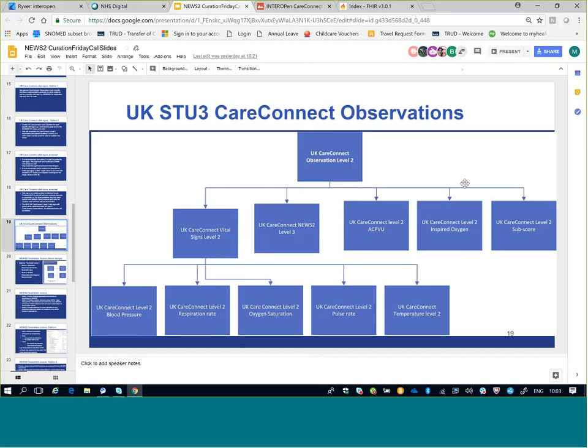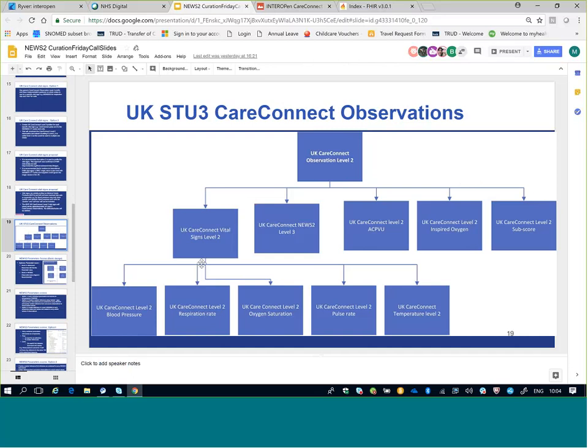So this is what it looks like in our proposal, the UK CareConnect observation level 2. First of all, we haven't got a level 2 of UK CareConnect. This is the first time we're going to create one. It will be based on a principle that level 2 will inherit everything from international. We'll be adding some UK-specific extension for SNOMED CT, but apart from them, we're going to keep it as closely aligned to international pieces as possible.